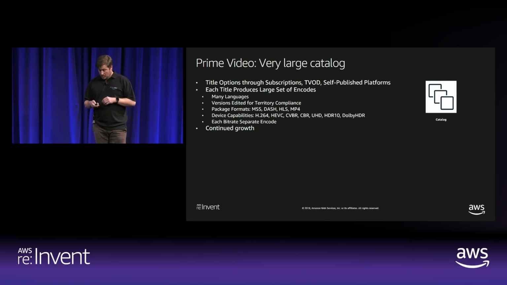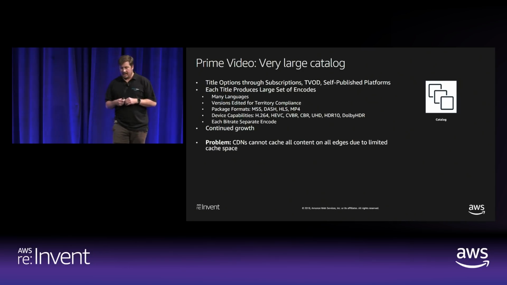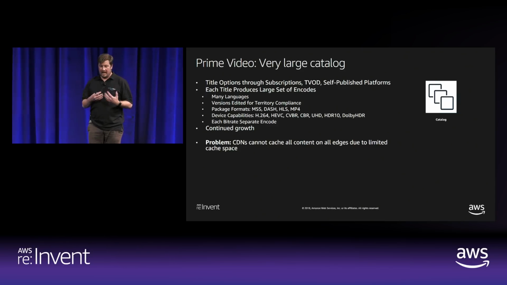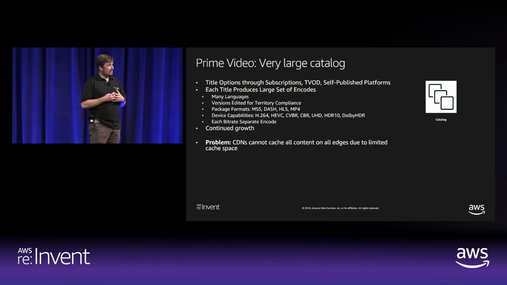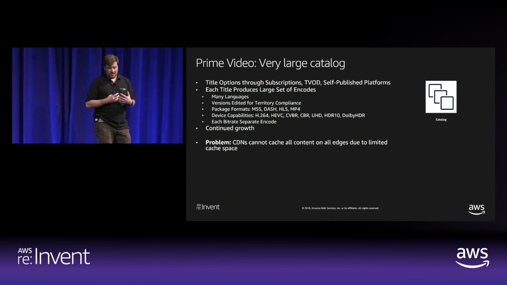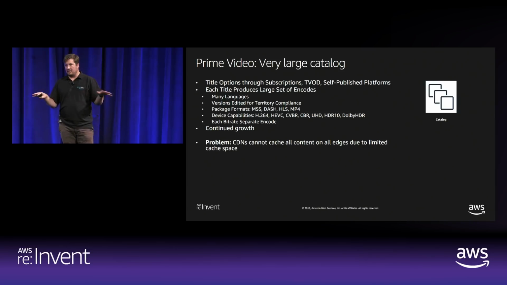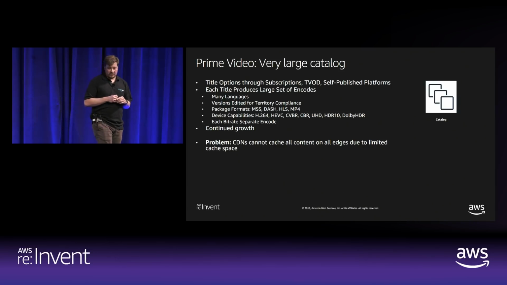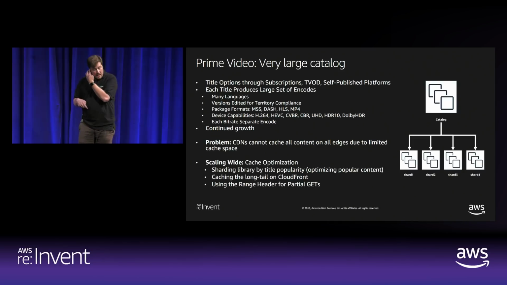And you have a lot of options to get different titles. So the problem here is that CDNs can't cache all that content at the edge, just due to the realities of disk space. They can only provision so much. They can't have exabyte storage embedded in every exchange and ISP out there. So we have to come up with creative solutions to deal with this problem.